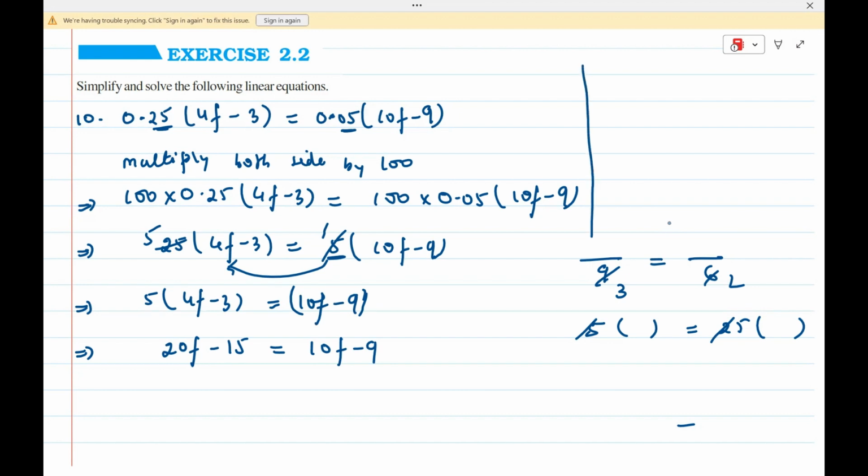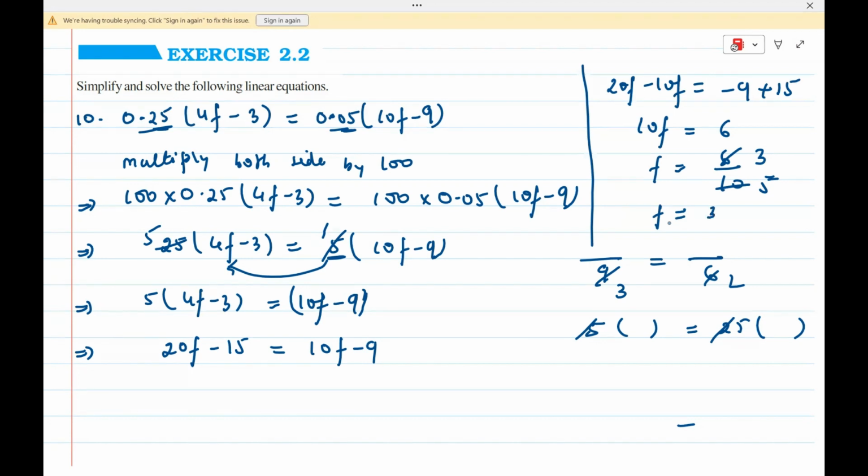Separate the variable. I'm solving here. So 20f minus 10f, on the other side minus 9 plus 15. So this is 10f and minus 15 plus 9 is 6. So f is 6 upon 10. See, you can do the cutting also. 2 3s are 6 and 2 5s are 10, and then 3 upon 5. As the number was in decimal, it is better to give the answer in decimal. So 3 by 5 is 0.6 and that is the answer.